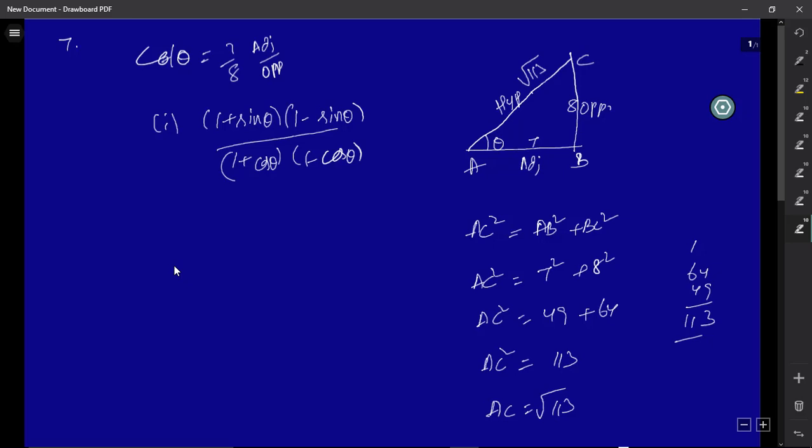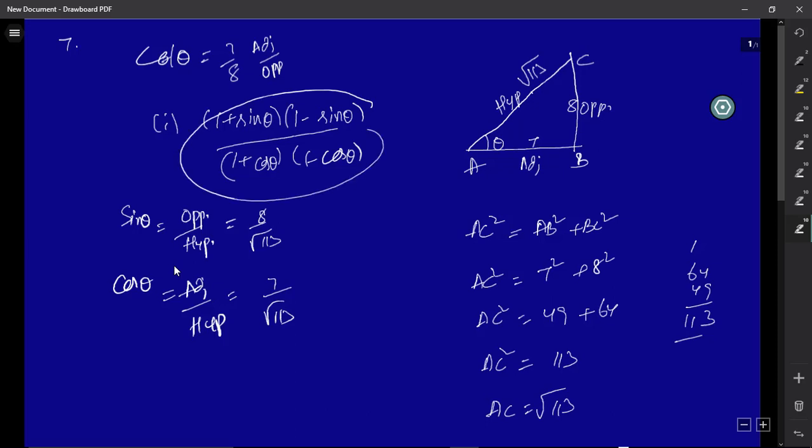Okay, let us find out what is sine theta and what is cos theta first. Sine theta is opposite side by hypotenuse. Adjacent side by hypotenuse is cos theta. Opposite side is given as 8. Hypotenuse is square root of 113. Adjacent side is given as 7. Hypotenuse is square root of 113. I'll substitute the value of sine theta and cos theta in this question here.